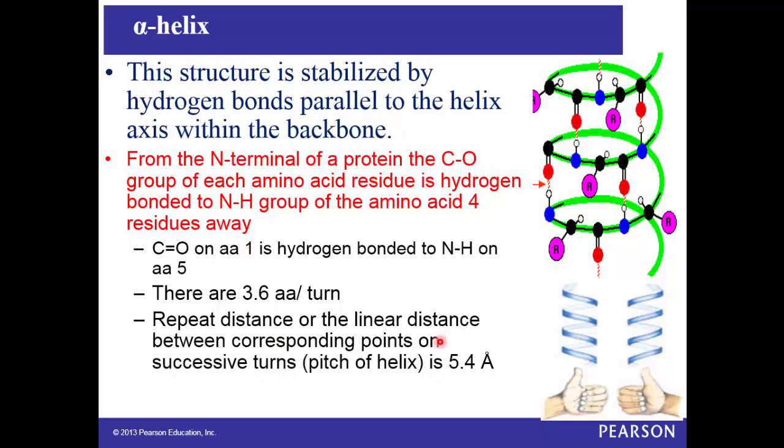Repeat distance, or the linear distance between the corresponding points on successive turns, the distance from here to here, is called the pitch of the helix and is equal to 5.4 angstrom. Now on the right here we have the designation for a right-handed helix, and this is for a left-handed helix.